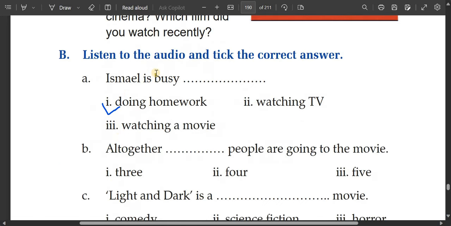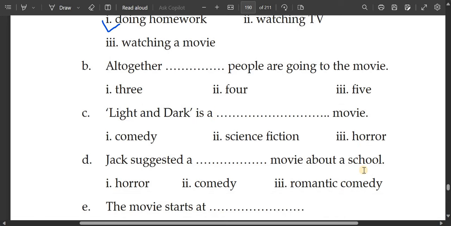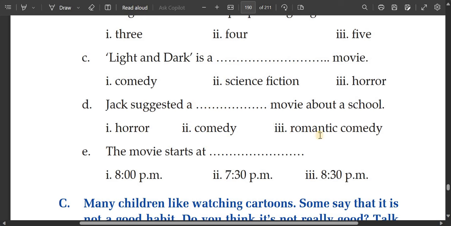So here, listen to the audio and choose the correct answer. Ishmael is busy doing homework. Altogether, there are five people going to this movie. Light and Dark is a horror movie. And here, Zach suggested a romantic comedy. Then, the movie starts at 8 p.m. So, Zach suggested a horror movie, okay.